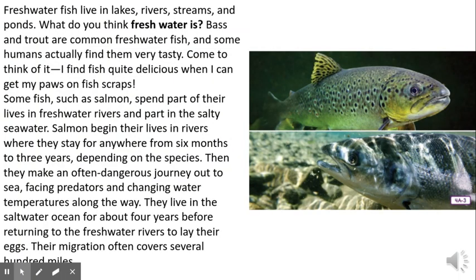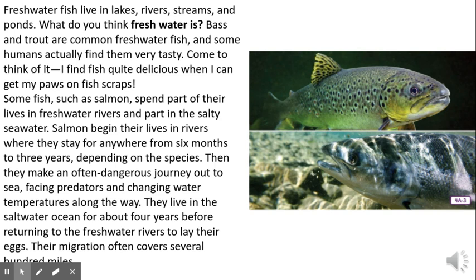Freshwater fish live in lakes, rivers, streams, and ponds. What do you think freshwater is? That's right, freshwater is just water that's not salty, that doesn't have salt in it. Bass and trout are common freshwater fish, and some humans actually find them very tasty. Come to think of it, I find fish quite delicious when I am getting my paws on fish scraps.